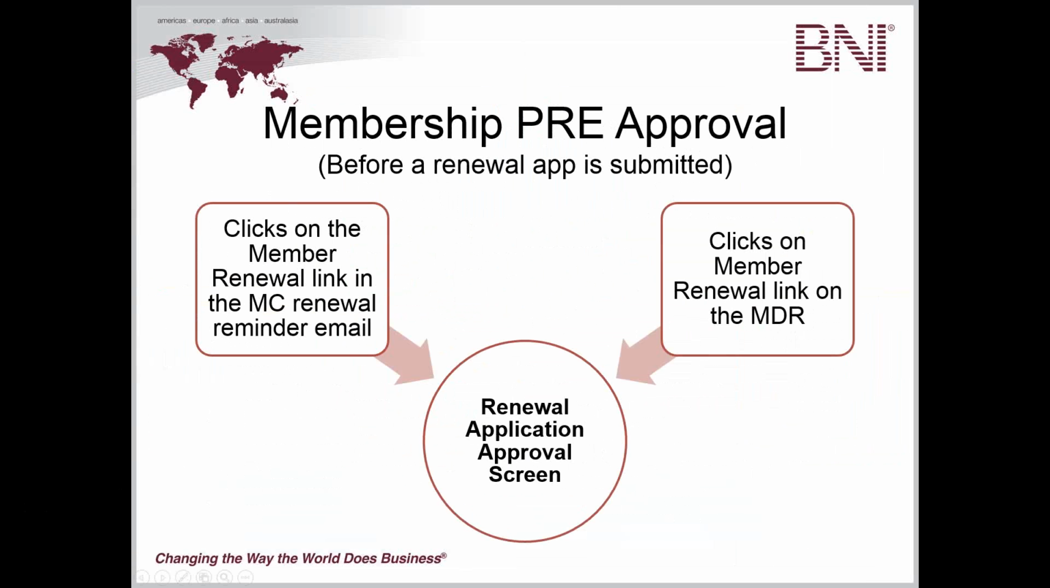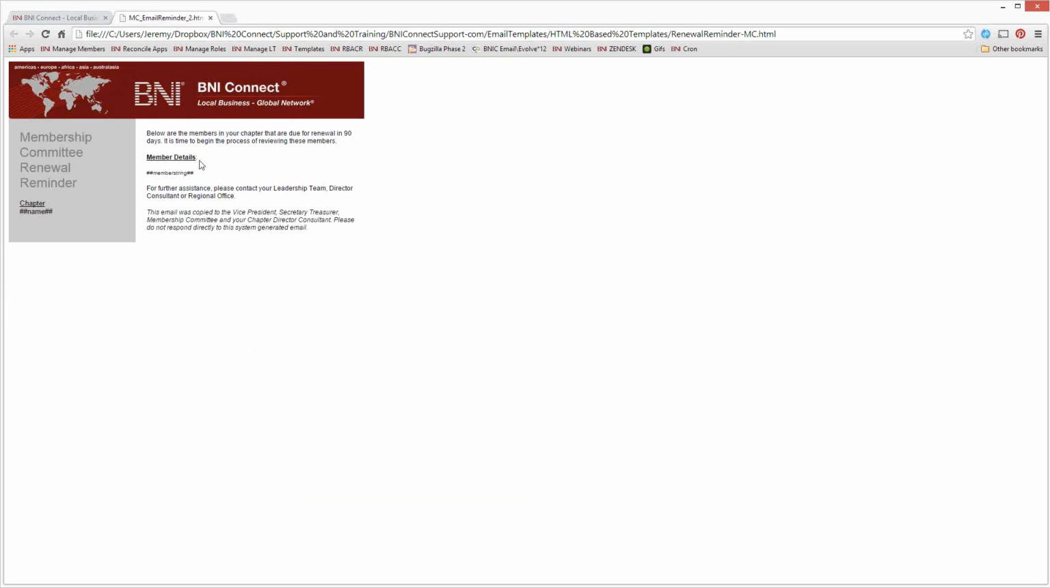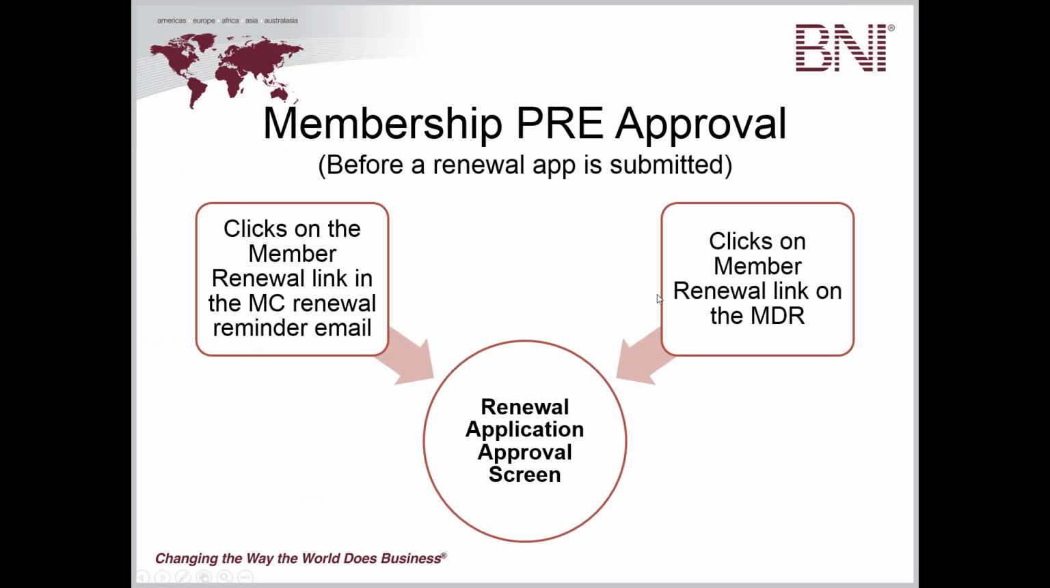From a pre-approval standpoint, again, that is before a member has submitted an application, the membership committee and the leadership team can pre-approve a member. There's two ways that they can do this. The first way is when they get the 90-day renewal reminder, they can pre-approve a member. There will be a link in the email that allows them to go and approve the member. The second way that a pre-approval can be done is through the membership dues report. So let's take a look at how that works.